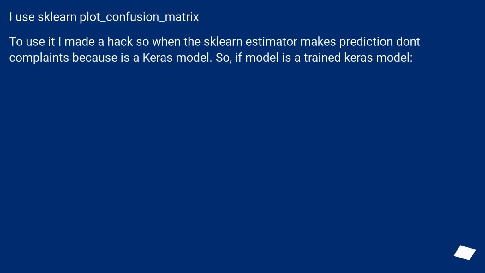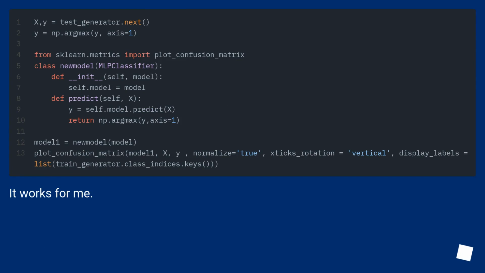I use scikit-learn plot_confusion_matrix. To use it I made a hack so that when the scikit-learn estimator makes a prediction it doesn't complain because it is a Keras model. So, if model is a trained Keras model... It works for me.